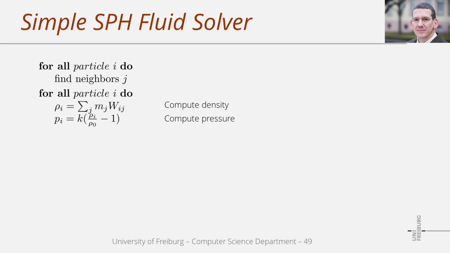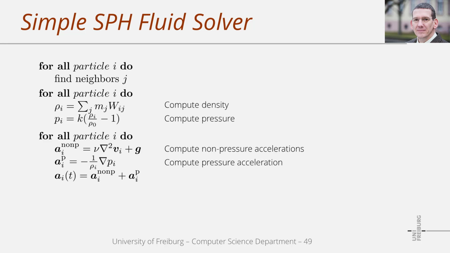If a particle is compressed, if its density is larger than the rest density of the simulated fluid, then we compute a positive pressure value, for instance with a state equation. Rho divided by Rho0 minus 1 characterizes a density deviation, and the multiplication with the stiffness constant K results in a pressure value. Then in the next step we compute the particle accelerations from the Navier-Stokes equation.